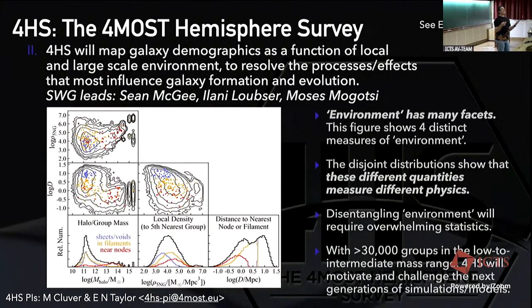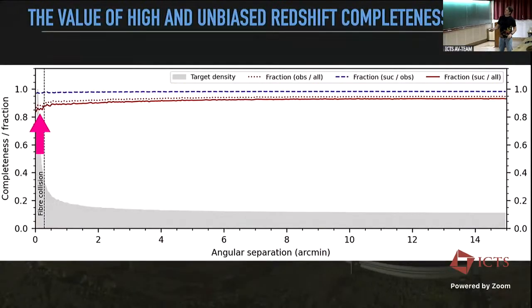So before you can find out how important environment is, you first have to tell me what environment means. What you really have to do if you want to say that one of these factors matters more than the other is control for all the others, right? So the only way to uniquely disentangle which aspect of environment is important for which galaxy property is through overwhelming statistics. And that's the goal.